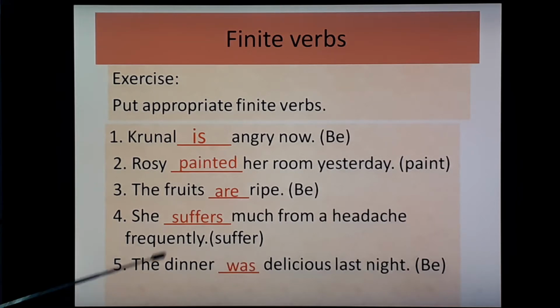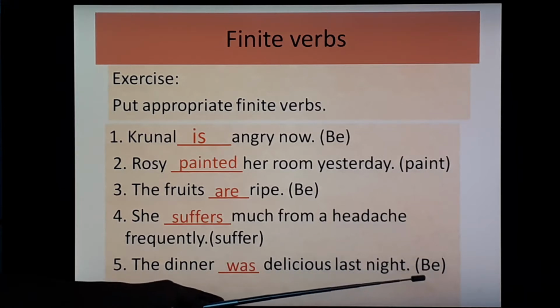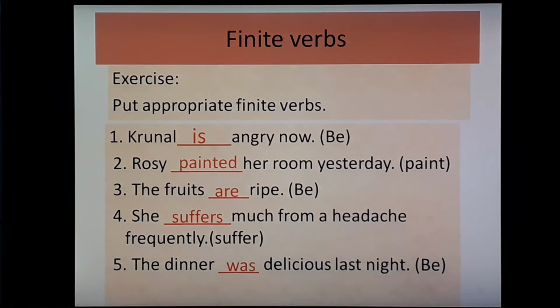Last one, the dinner was delicious last night. The be form is given. If it is present form, then you have to use is, am or are. Here last night is given, so that is related to past tense. That is why was is mentioned. The dinner was delicious last night.